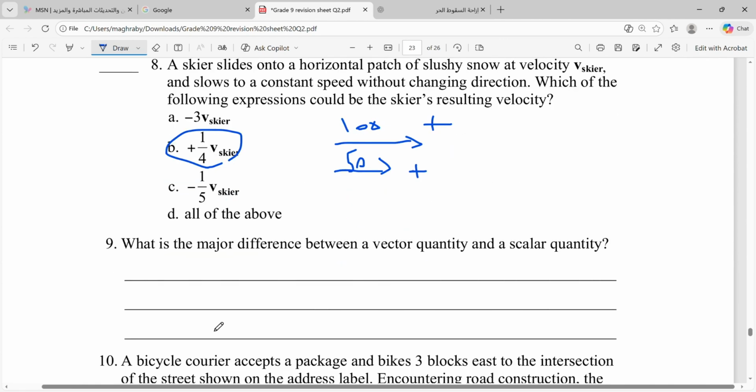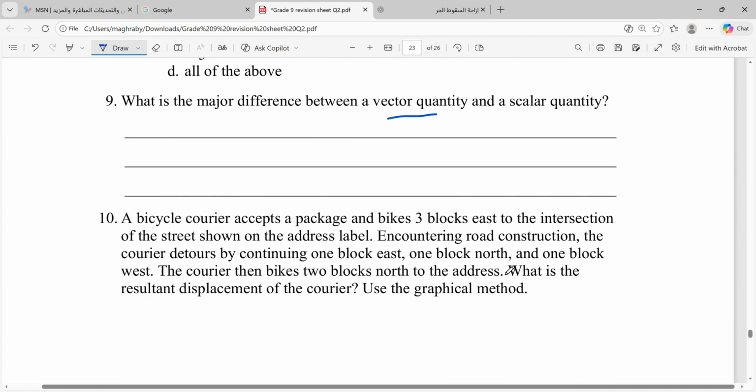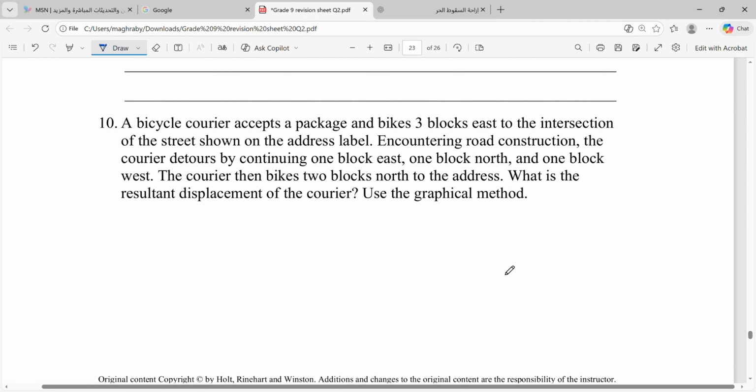What is the major difference between a vector quantity and a scalar? A vector needs magnitude and direction, a scalar needs only magnitude. Yalla, last one.